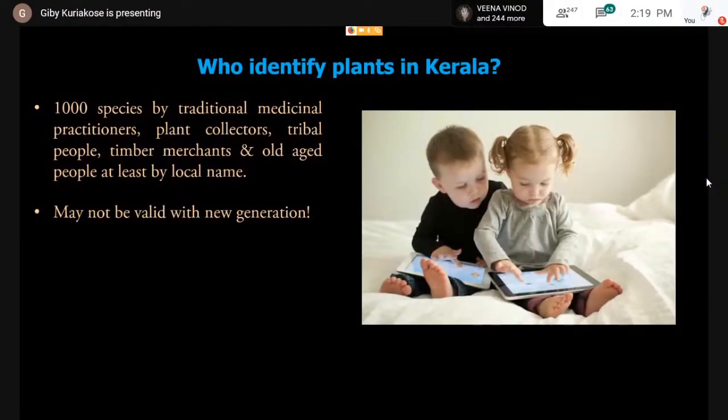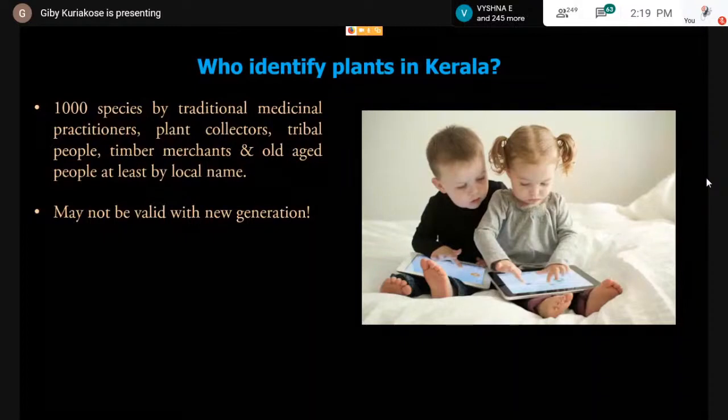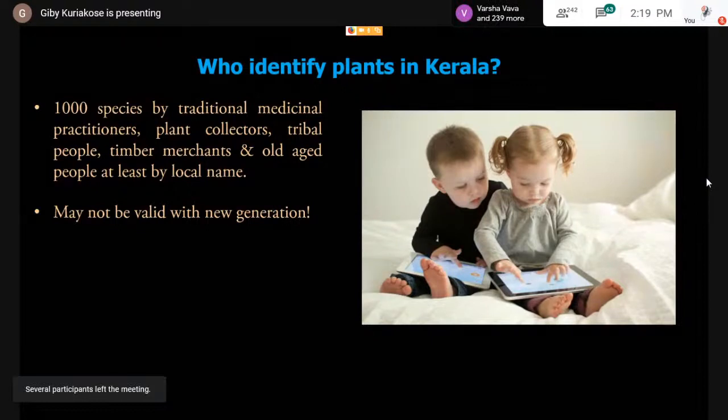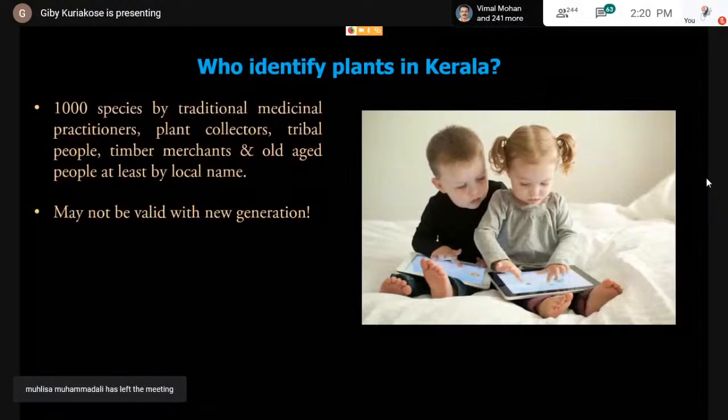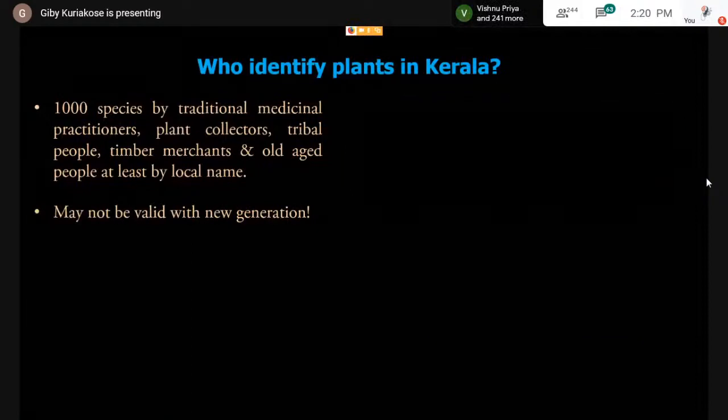But it might not be valued by the new generation, because from a very young age our kids are constrained within walls. They are not even looking outside, because they are always engaged with something or the other inside the house or inside the wall.